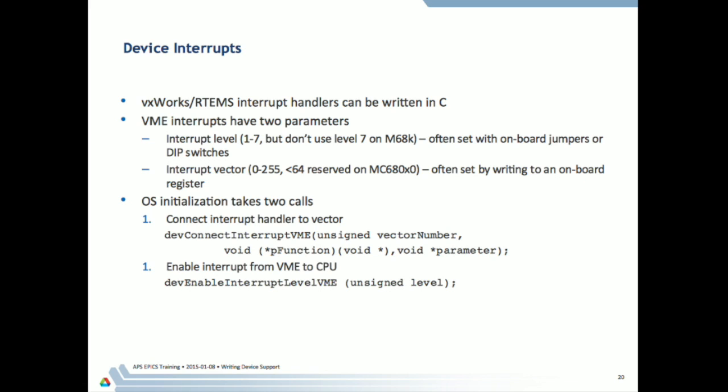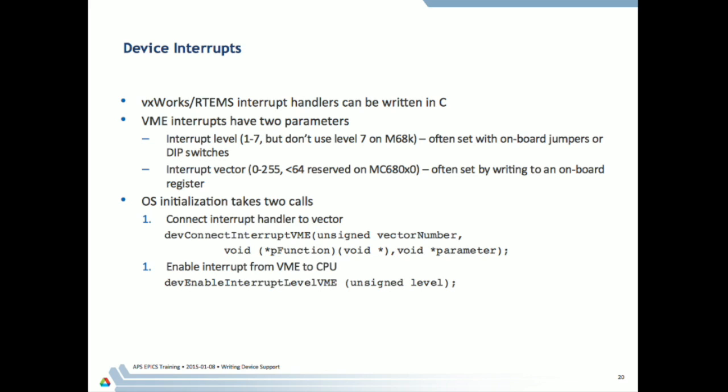So when we're initializing, we actually have to basically tell the operating system, connect this particular vector number to my routine, and here's a parameter that I want you to pass into my routine whenever you call it. So you basically call devConnectInterruptVME, tell it which vector number to use, and pass it the pointer to the function and your parameters. But you also enable the particular interrupt level.